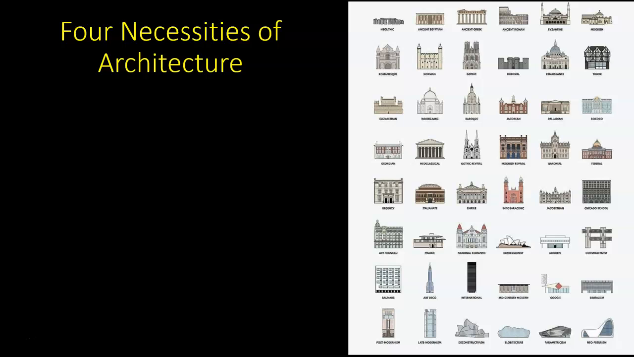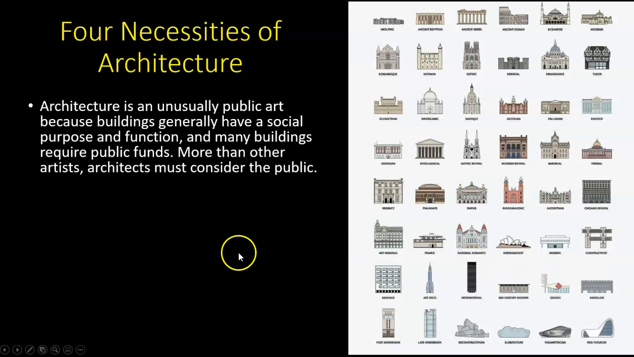So in architecture, there are four necessities, and these necessities are critical because architecture, unlike some other sorts of art, is public. Buildings generally have a social purpose and a function, and also many buildings require public funds. So more than other artists, architects have to consider the public.